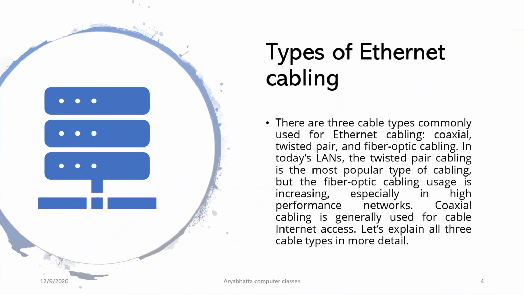Types of Ethernet cable. There are three cable types commonly used for Ethernet cabling. First is coaxial, second is twisted pair cable, third is fiber optic cabling. In today's LANs, and we can say in today's computer networks, twisted pair cabling is the most popular type of cabling, but fiber optic cabling use is increasing, especially in high performance networks. Coaxial cabling is generally used for cable internet connection. Let's explain all three cable types in more detail.